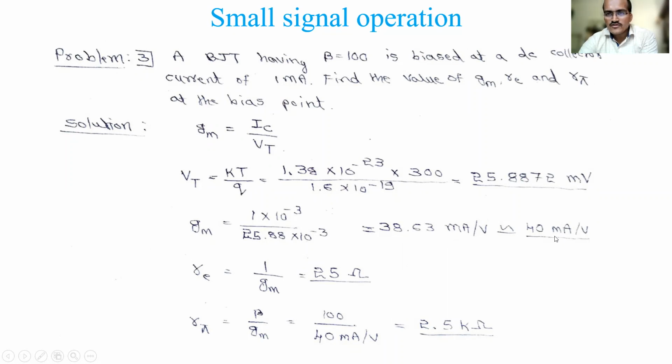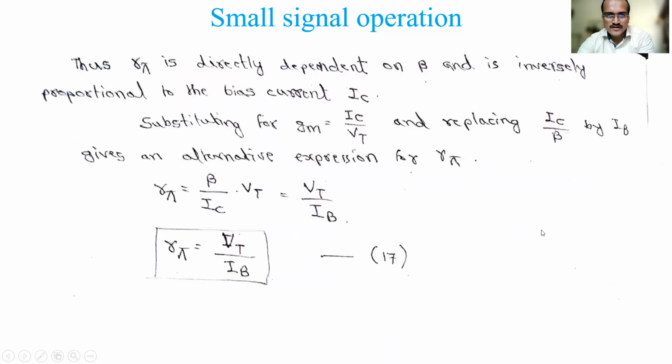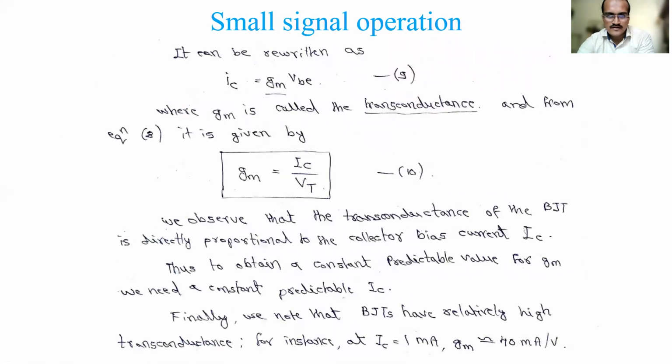So this will be approximately written as 40 milliamps per volt. In the theory concept, I have mentioned this point, just to recall, when I'm discussing transconductance. See the last point: we note that BJTs have relatively high transconductance. For instance, at IC equal to 1 milliamp, gm is equal to 40 milliamps per volt. So this is the standard value.